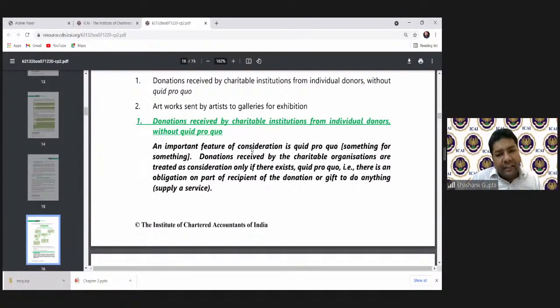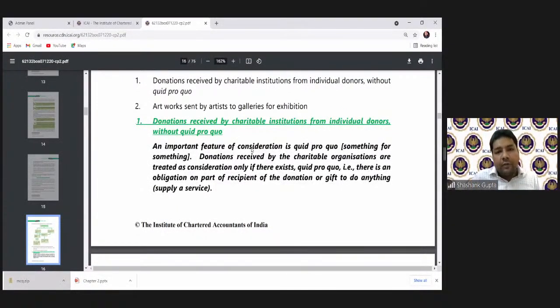But when donations are given to charitable institutions, the question was, when simply a donation is given to a charitable institution, and you would have gone to various temples, dharamshalas, churches, mosques. You would have seen that there is a plate saying that this building was constructed by this person, this was donated by this person.